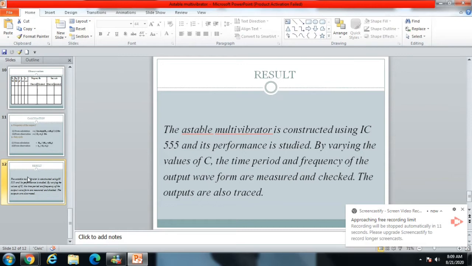The result for this practical: the ASTABLE multivibrator is constructed using IC 555 and its performance is studied. By varying the value of C, the time period and frequency of the waveform are measured.